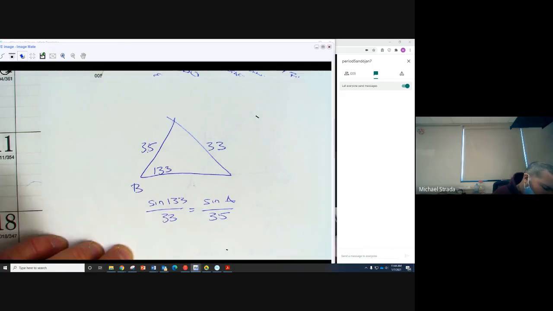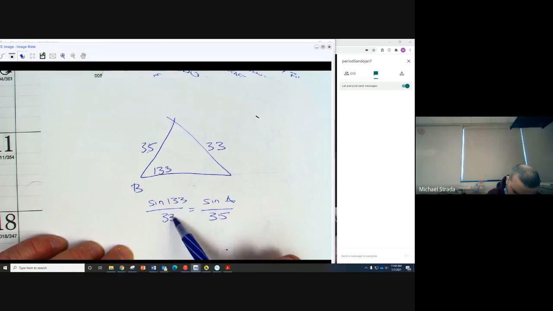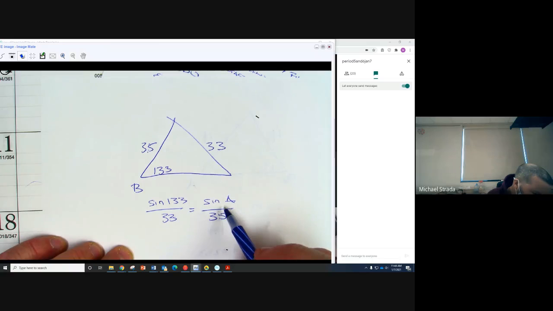We would do 35 sine 133 divided by 33. Hold on. Sine 133 over 33. That's coming out to be a number greater than... Okay, well, we'll keep going from there.